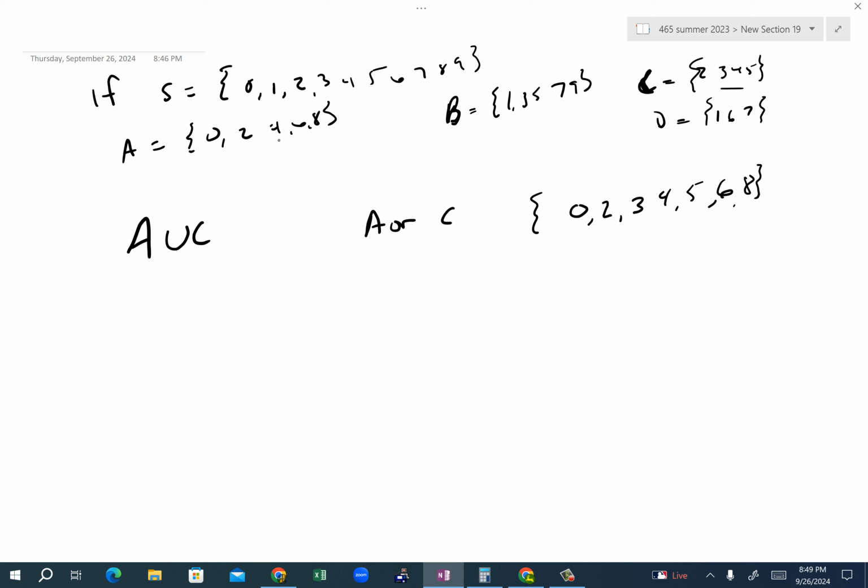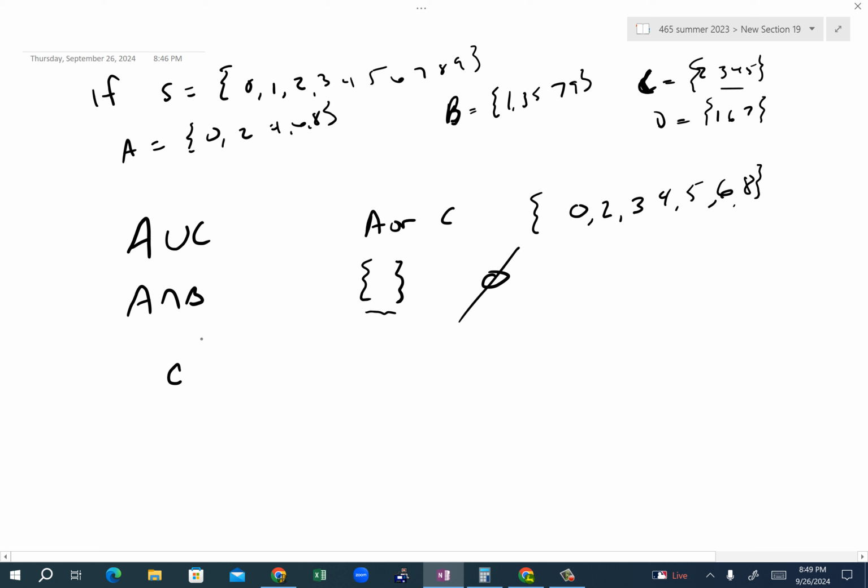There it is. How about A intersect B? Where do A and B overlap? Well, not 0, not 2, not 4. Oh, geez, they don't. It's the empty set. They have nothing in common. Or if you prefer, I like this, but you do you. I don't care.